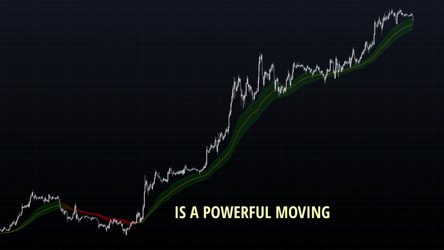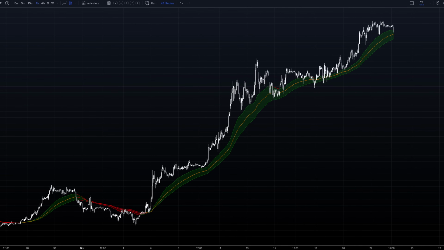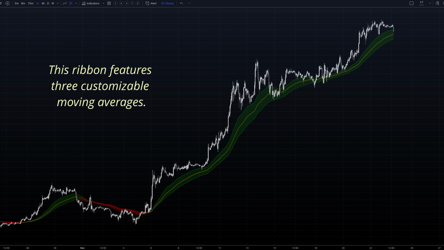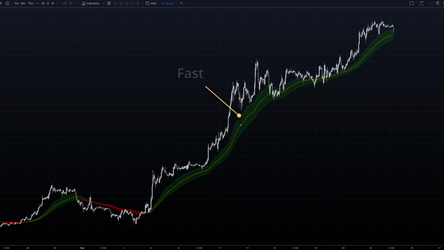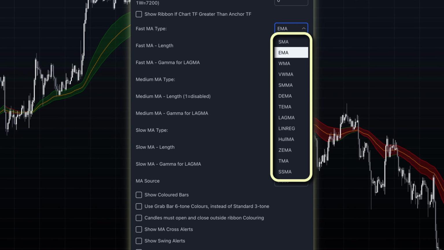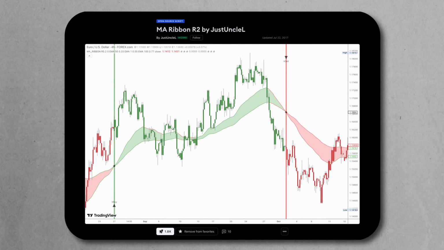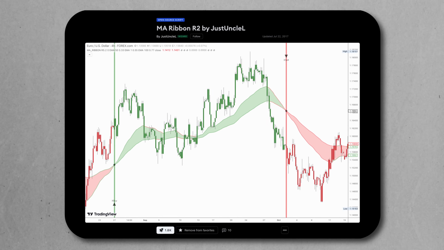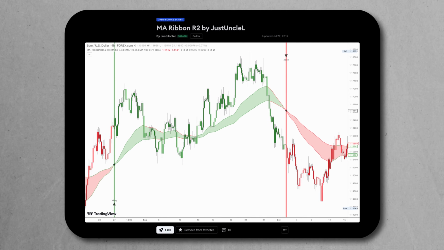This indicator is a powerful moving average ribbon system. It uses 3 customizable moving averages: fast, medium, and slow, with 13 types to choose from, including SMA, EMA, Hull, and Laguerre. It's called MA Ribbon R2 by Just Uncle L.